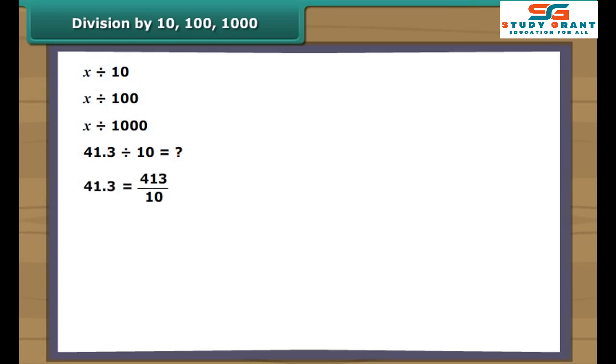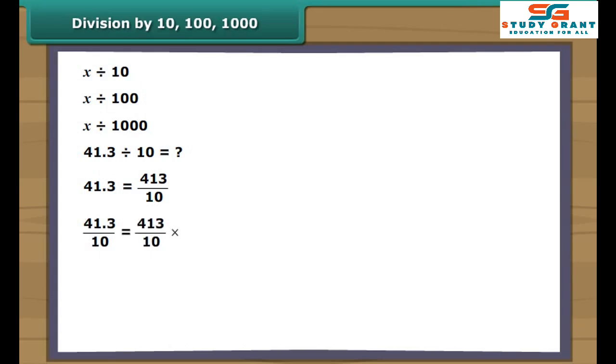We observe that when a decimal number is multiplied by 10, the decimal point shifts to the right by 1 place, however the digits remain same as in the decimal number. Similarly, if a decimal number is multiplied by 100 and 1000, the decimal point shifts to the right by 2 and 3 places respectively. Division by 10, 100, 1000.